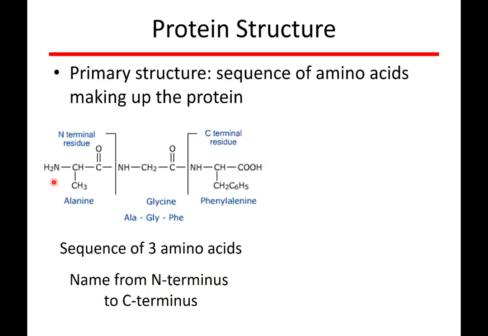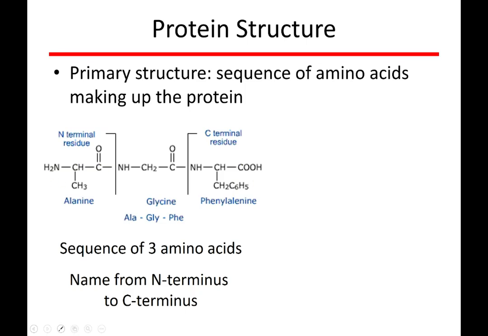So what I mean by that is you always have to draw the molecule in a way where you put the amino acid side of the molecule on the left and put the carboxylic acid side of the molecule on the right-hand side. And then you would list the amino acids going in that order, right? So that's how we would go about naming the amino acids that are in this primary protein structure, always going from N terminus on the left to the C terminus on the right.